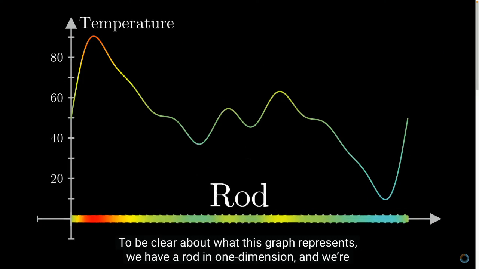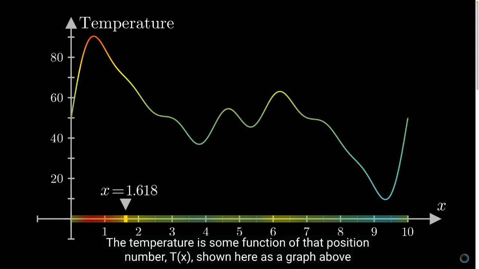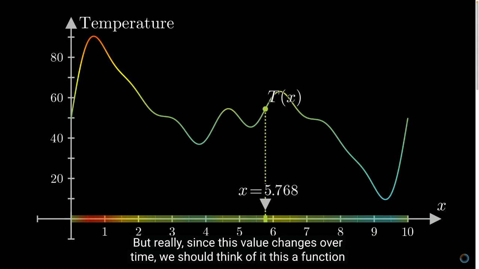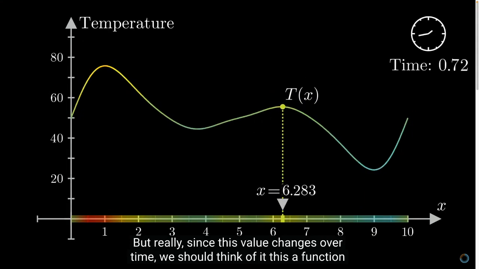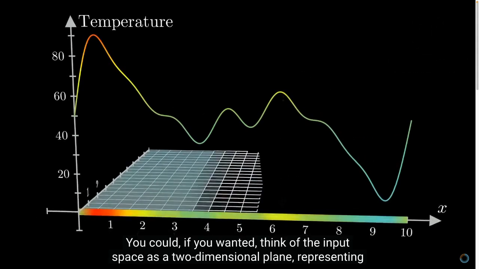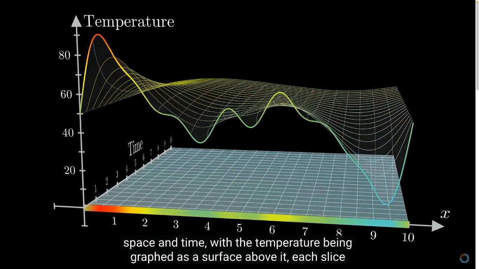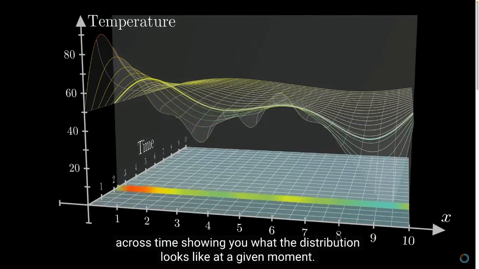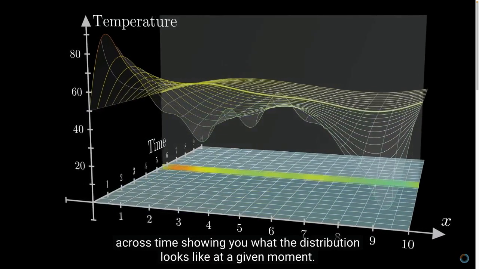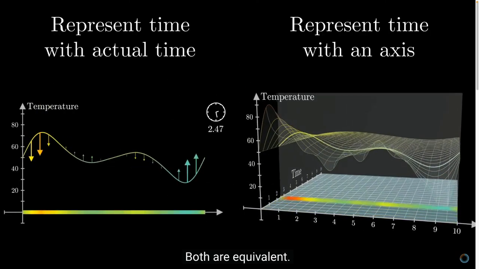We have a rod in one dimension, and we're thinking of it as sitting on an x-axis. So each point of that rod is labeled with a unique number, x. The temperature is some function of that position, T of x, shown here as a graph above it. But really, since the value changes over time, we should think of this function as having one more input, t, for time. You could, if you wanted, think of this input space as really being two-dimensional, representing space and time together, with the temperature being graphed as a surface above it, each slice across time showing you what that distribution looks like at any given moment. Or you could simply think of this graph of temperature changing with time. Both are equivalent.